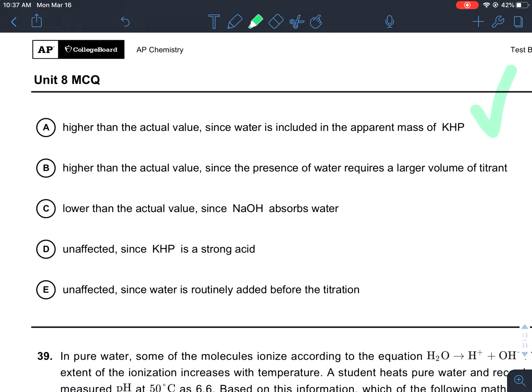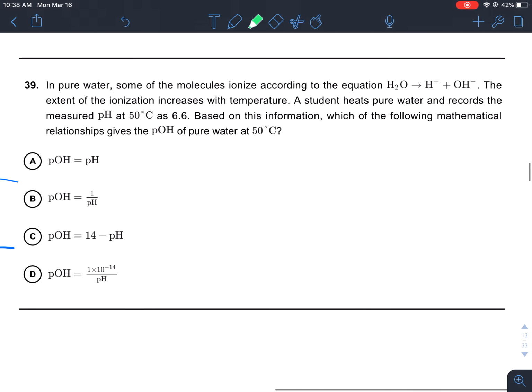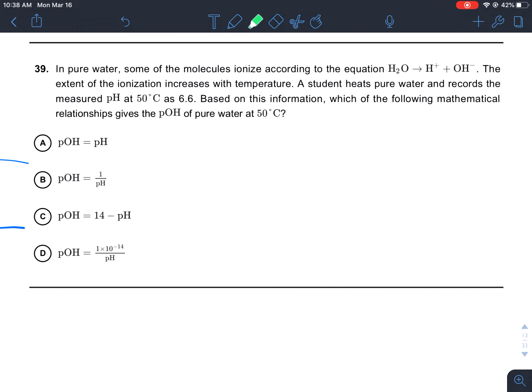Okay, number 39. I knew this question was coming. It's been a while. We talked about this on question number 1 as well. In pure water, some of the molecules ionize according to the equation H2O yields H plus and OH minus. The extent of ionization increases with temperature. The student heats the pure water and records that the measured pOH at 50 degrees is 6.6. Based on this information, what is the mathematical relationship that gives the pOH of pure water at 50 degrees Celsius?